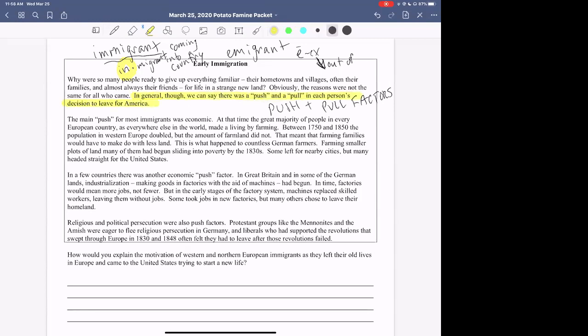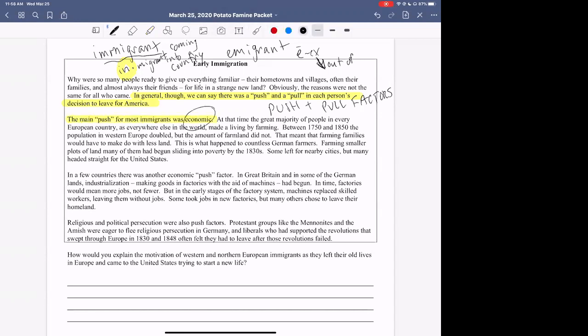There's obviously going to be a reason why people are going here. We're going to learn today that it was not an easy journey. You wouldn't just go to the United States for fun. You had a reason to do it. The main push for most immigrants was economic. Let's highlight or underline that.